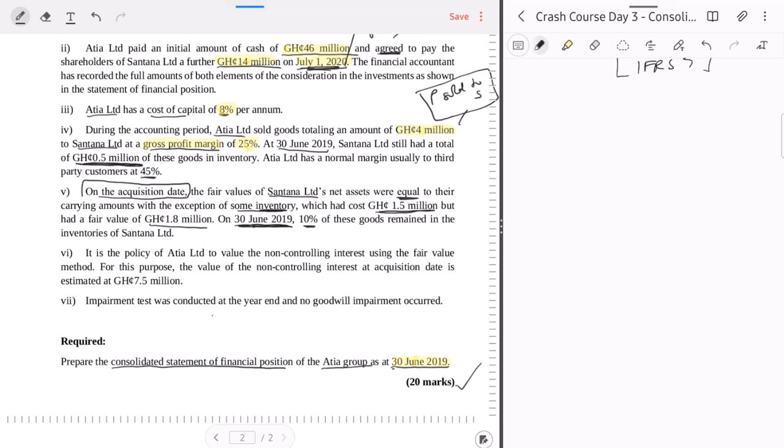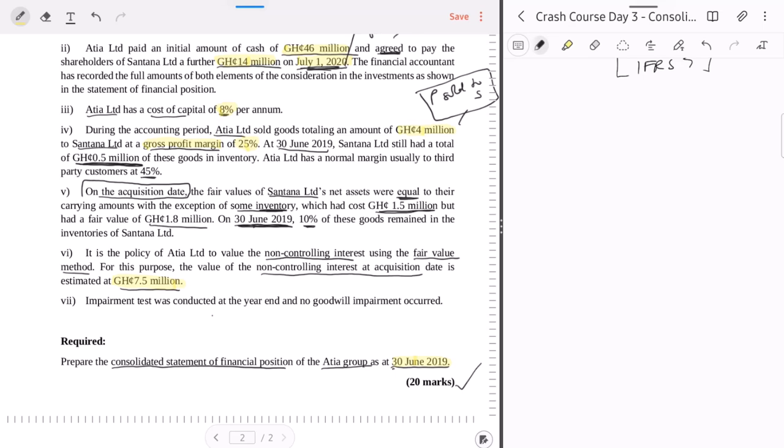The next note: it is the policy of Atia Limited to value NCI, non-controlling interest, using the fair value method, right? For this purpose, the value of the NCI at acquisition date, we need this figure to do so many things, is estimated to be 7.5 million. So we know that the fair value of NCI at acquisition will be worth 7.5 million. Then, next, they said an impairment test was conducted at year end and no goodwill impairment had occurred. So here, they had not suffered any impairment of goodwill, and the rules of impairment of goodwill are clearly stated under IFRS 3 Business Combinations, as well as IAS 36 on impairment of assets. So here, we have been given the relevant information. We have been told what we need to know for this particular question.